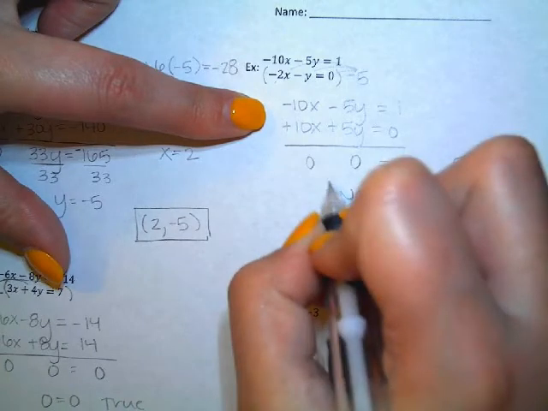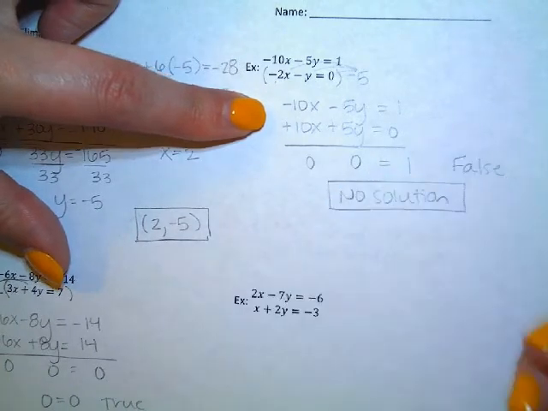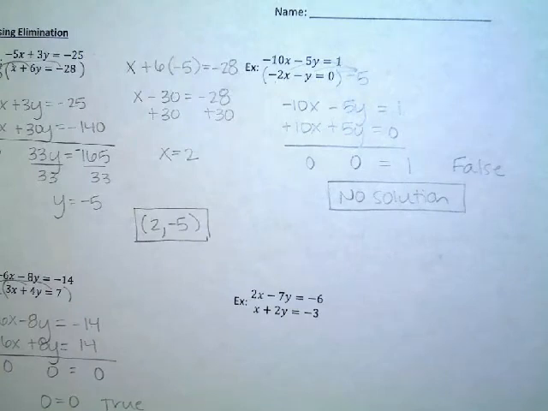So this is one of those problems where if we graphed it, we would see two parallel lines. They would never cross.